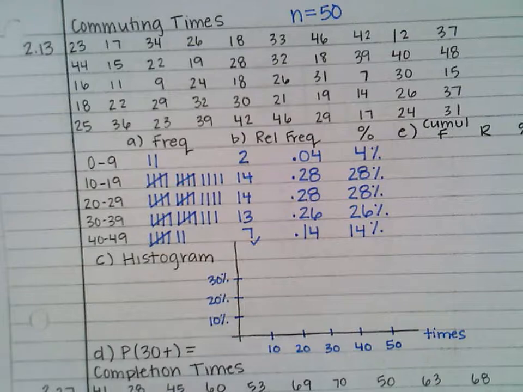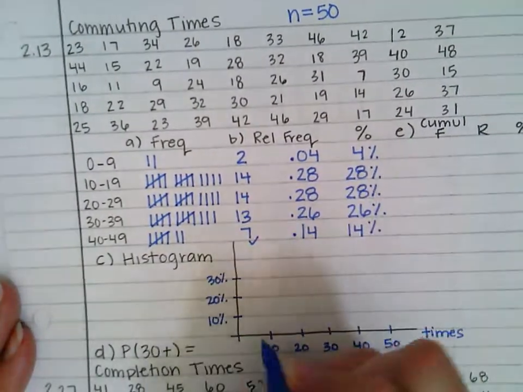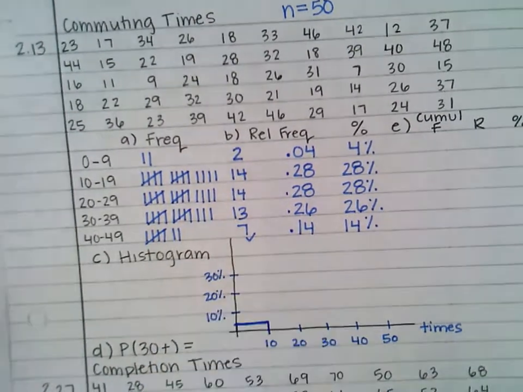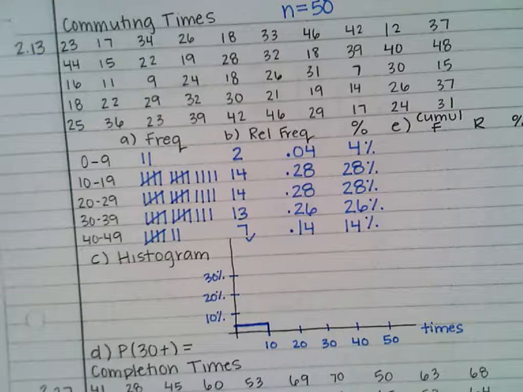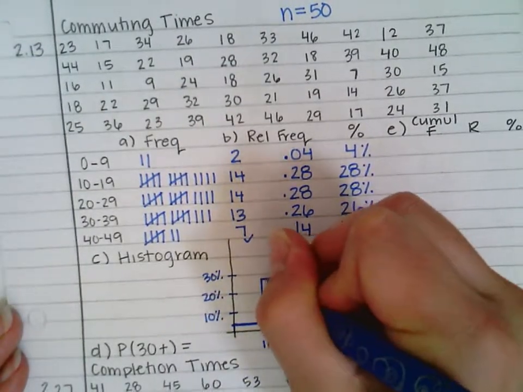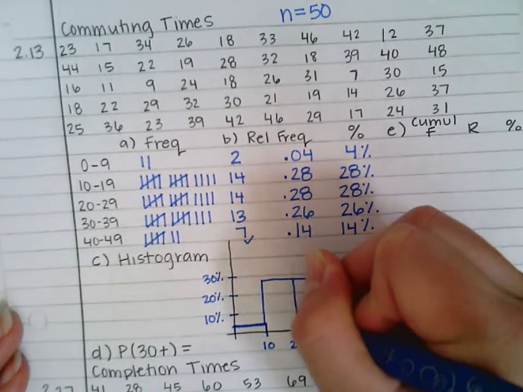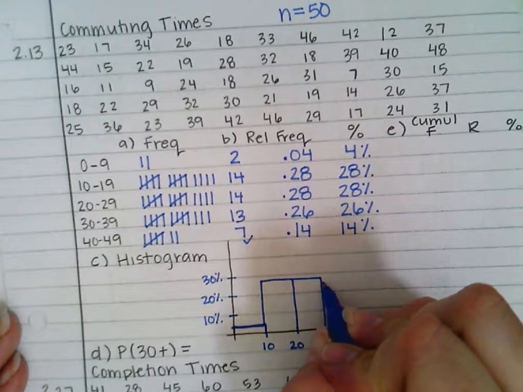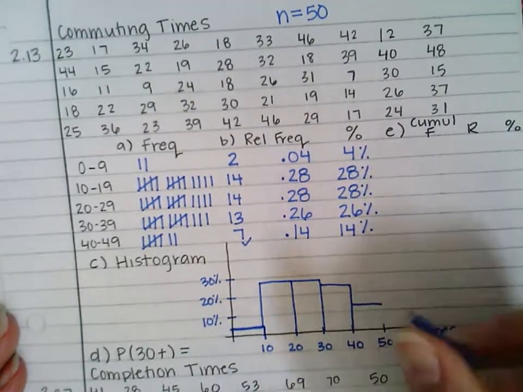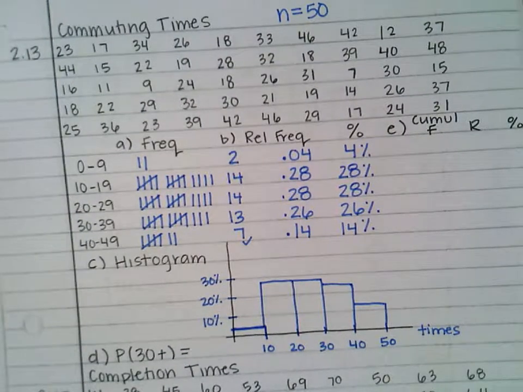Okay, so I only have 4% here. I guess I could have done it as a frequency. It doesn't matter. You end up getting the exact same shape. Okay, 28% for both of these. I'm going to make a big bar, bring that down. 26%, and then 14%. Okay, and that is my histogram there.